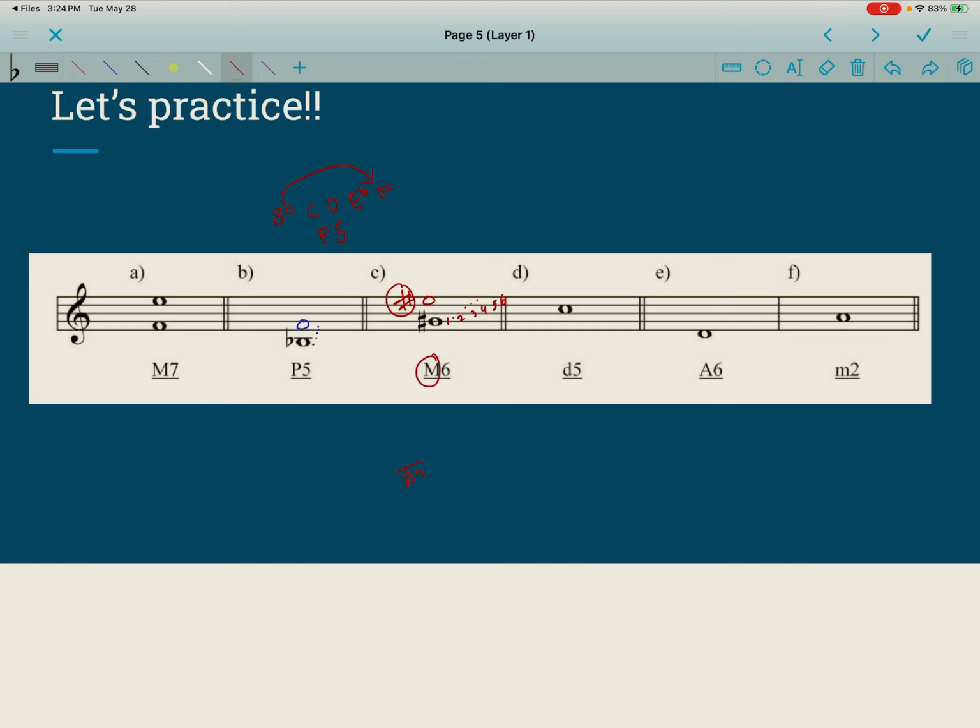A major sixth, right? So if you already have a minor sixth, to make that a major sixth, you would have to raise that by 1 half step. So that's why I put an E sharp.